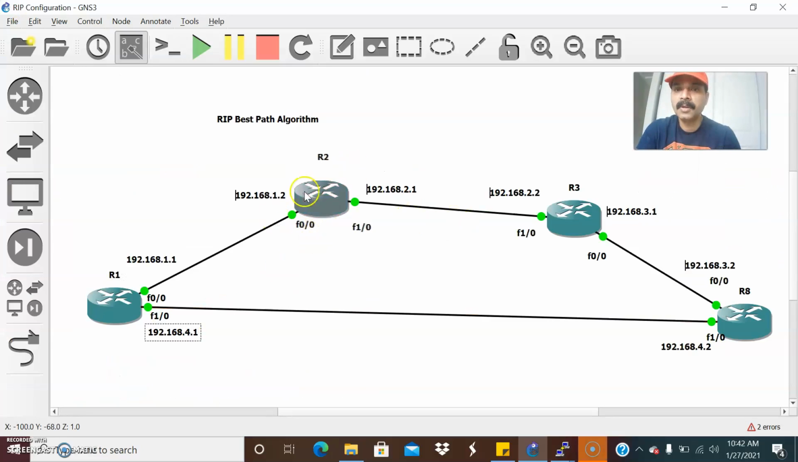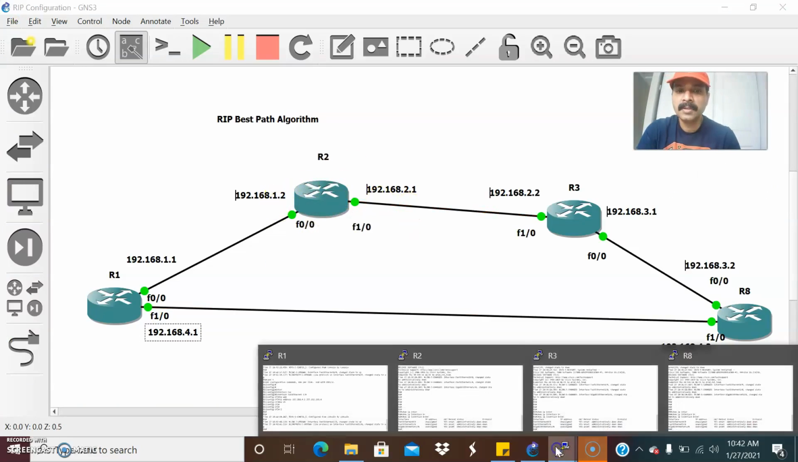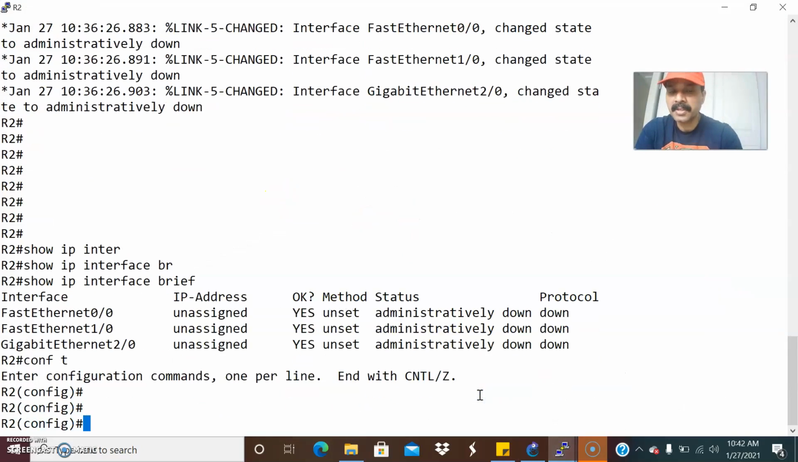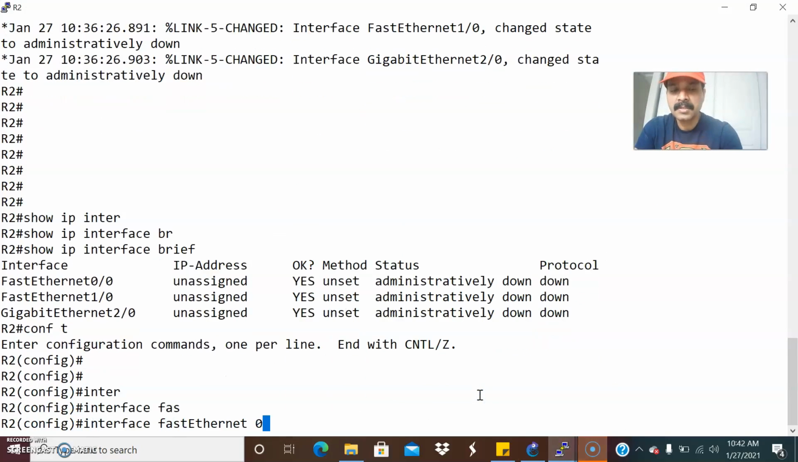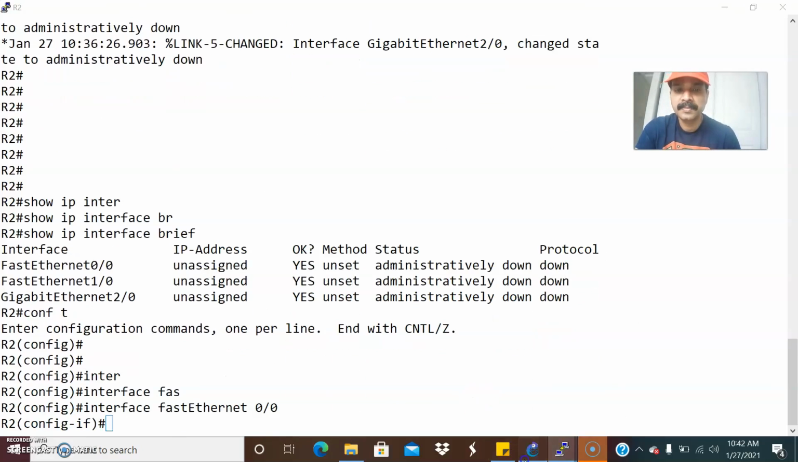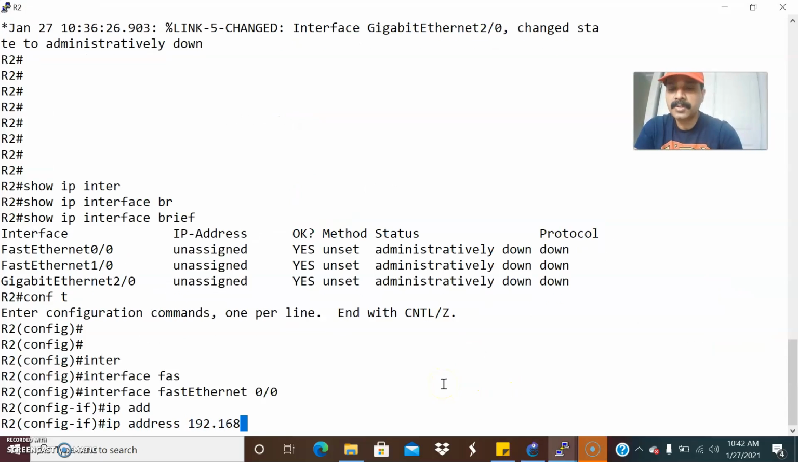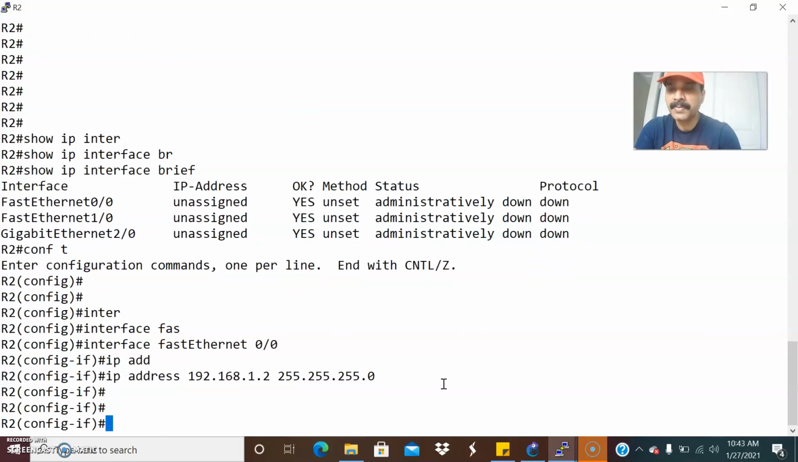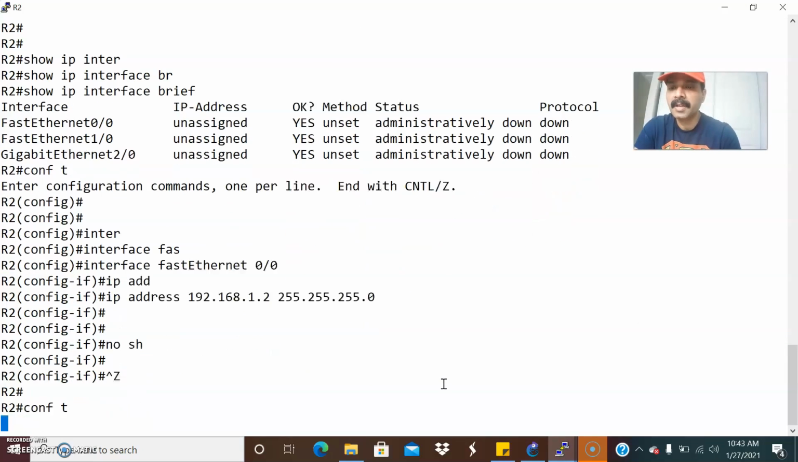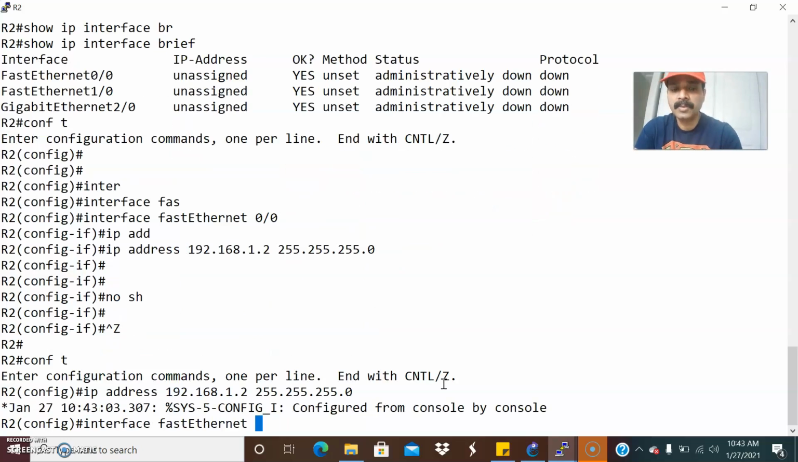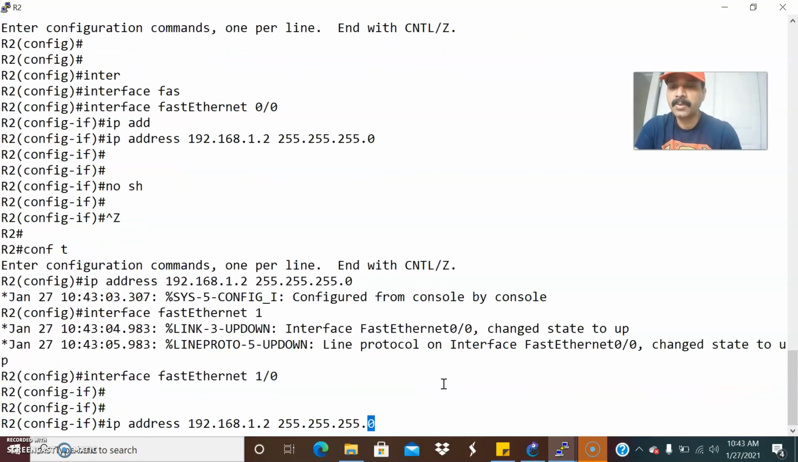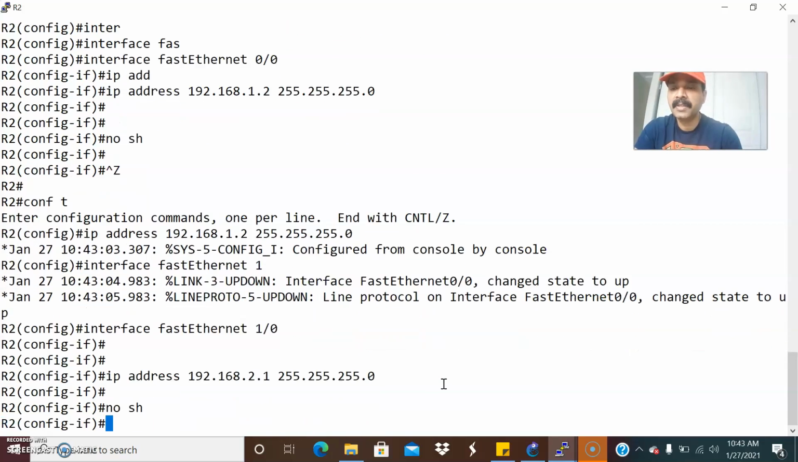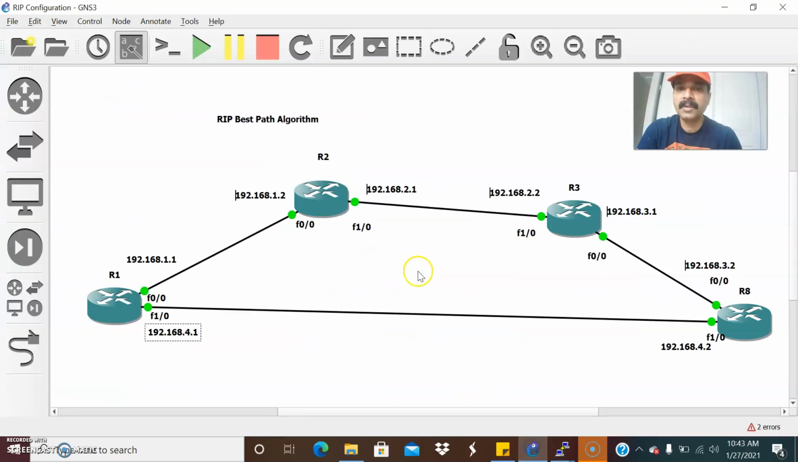Now let us go to R2, which has two networks, 1.2 and 2.1. Go to R2 configuration mode, interface FastEthernet 0/0. The IP address is 192.168.1.2, 255.255.255.0, and let us activate the interface. The other interface is FastEthernet 1/0 and the IP address is 2.1. So not 1.2, it is 2.1, and let us activate the interface. So we are done with the R2 configuration.